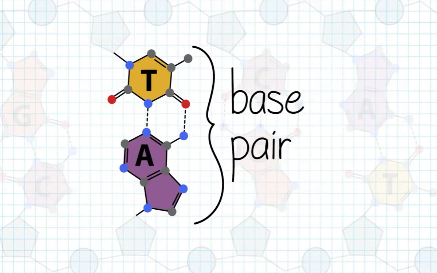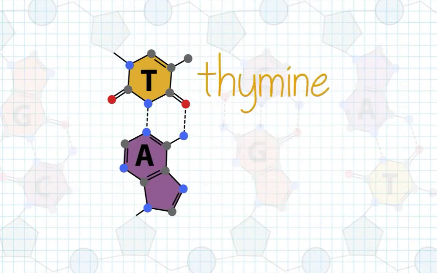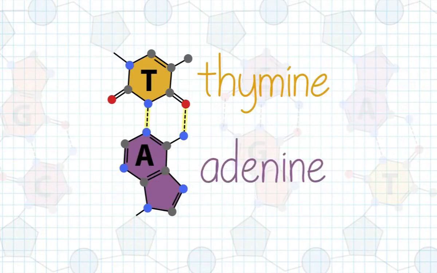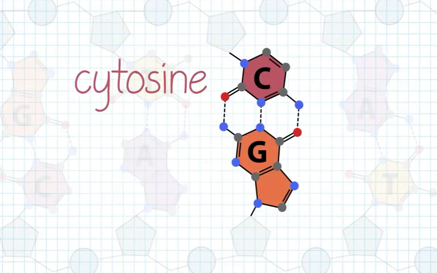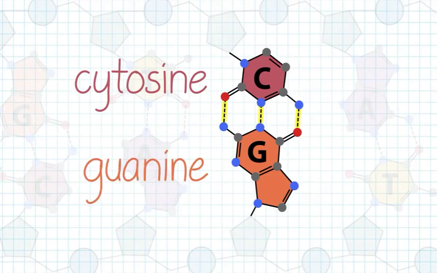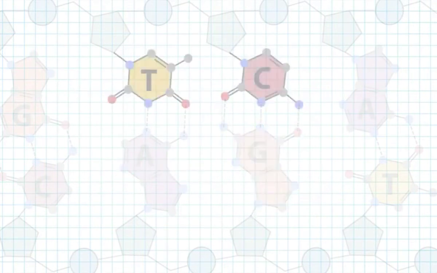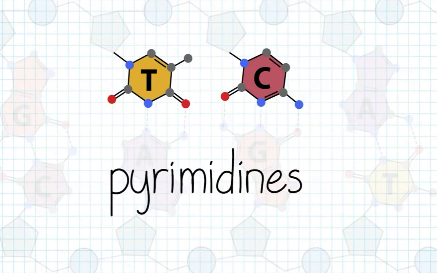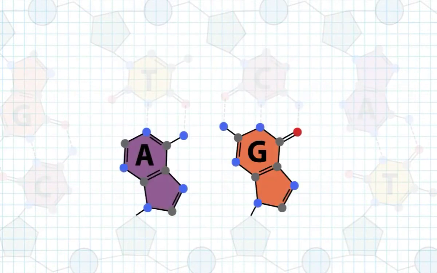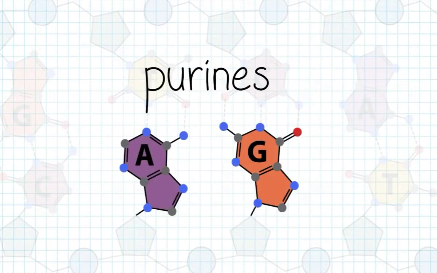The hydrogen bonding contributes to the specificity of base pairing. Thymine preferentially pairs with adenine through 2 hydrogen bonds, and cytosine preferentially pairs with guanine through 3 hydrogen bonds. Thymine and cytosine are called pyrimidines, characterized by their single-ring structure, and adenine and guanine are called purines, which have double rings.